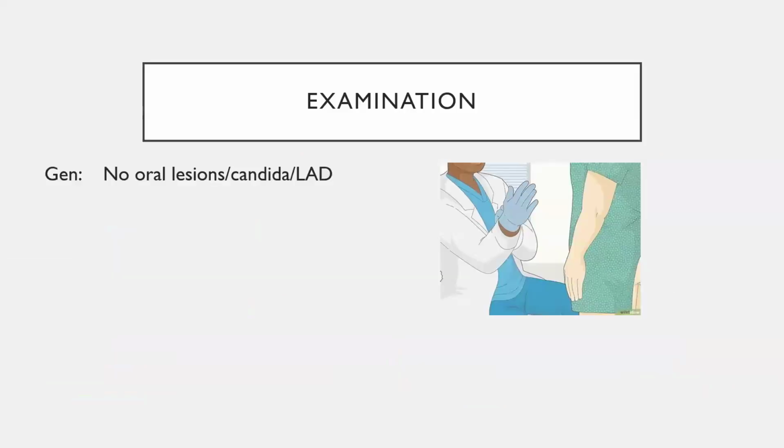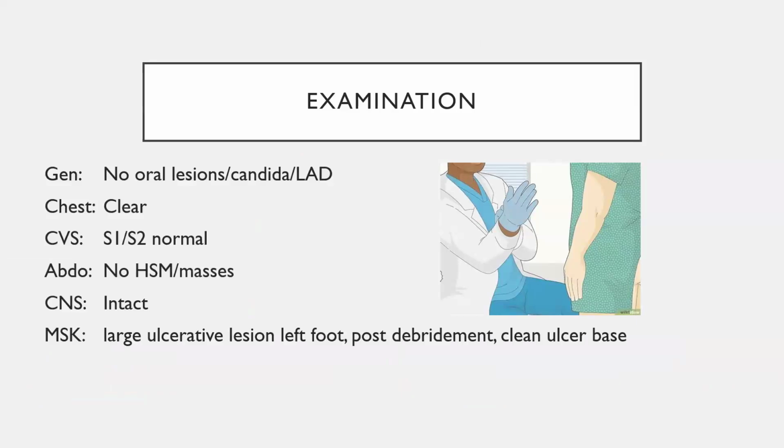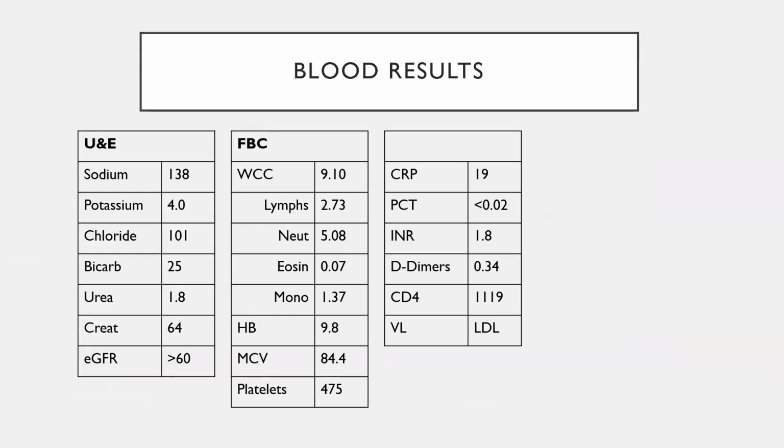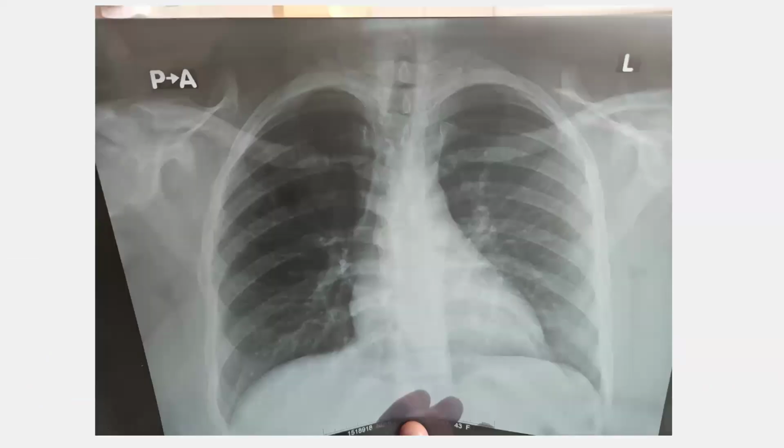But when she had got across here, we examined her. Examination was pretty normal, except for this large ulcerative lesion on the left foot. It was looking very clean because it had just come back from theatre post-debridement. And her blood results were essentially unremarkable. A normal U&E, FBC, CRP, not very impressive. LFT is normal. Chest X-ray also nothing really to worry about there.